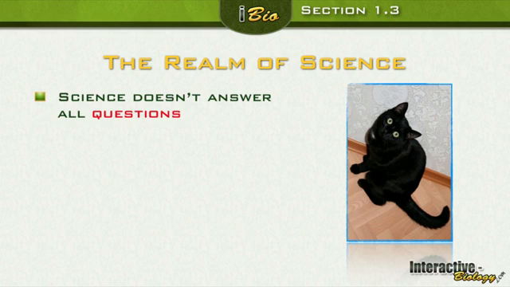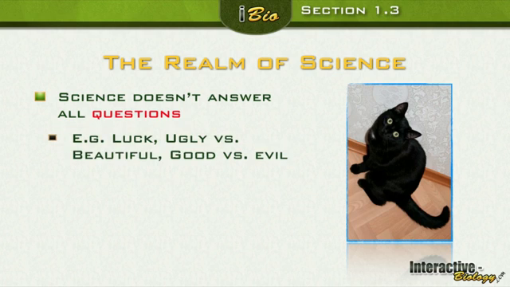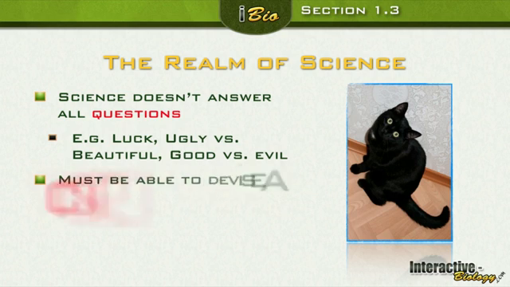I'm sorry, if you think you came in this class and you're going to get every answer, unfortunately, science can't do that. Biology can't do it. Physics can't do it. Any science cannot do it. For example, we can't use science to determine luck, or whether something is ugly versus beautiful, whether it's good versus evil. These are concepts that you really can't scientifically test.